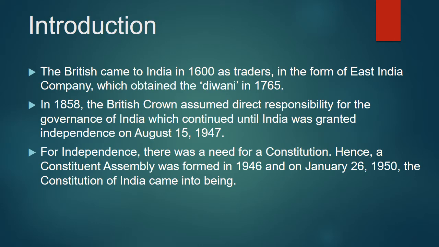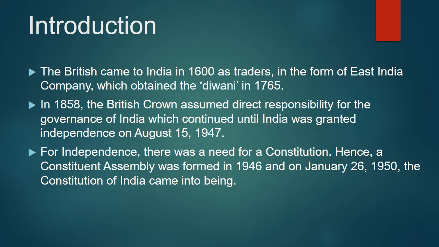But after the Sepoy Mutiny, the British government realized that the East India Company was not capable of ruling India. So they took the administration from them and started ruling India. This continued till independence on August 15, 1947.